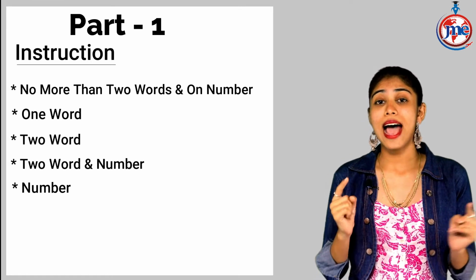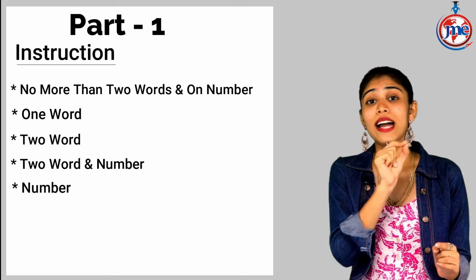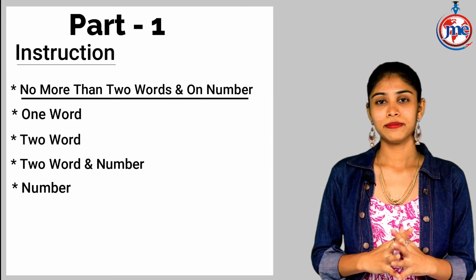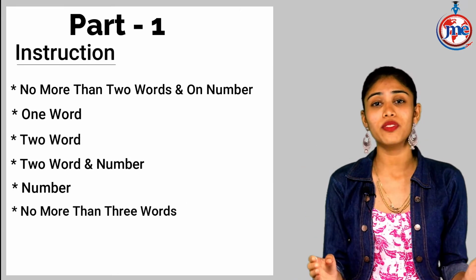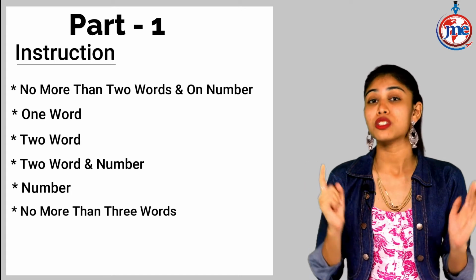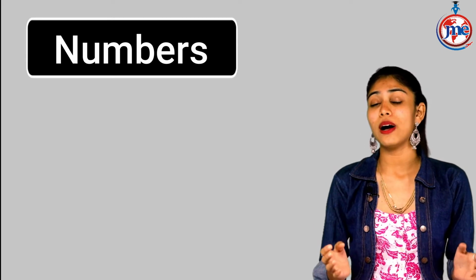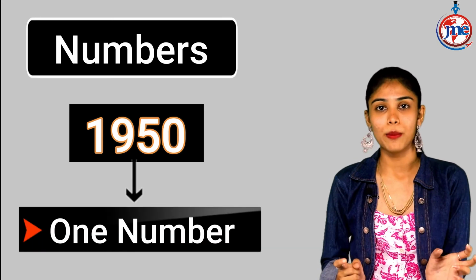Now students, I suggest that when you see the instruction, at that time underline that instruction so you will not forget. And students, if the instruction is given like no more than 3 words, then your small word is also counted. So students, read the instruction carefully. In the same way for numbers. For example, if there is 1950, it is counted as 1 number.